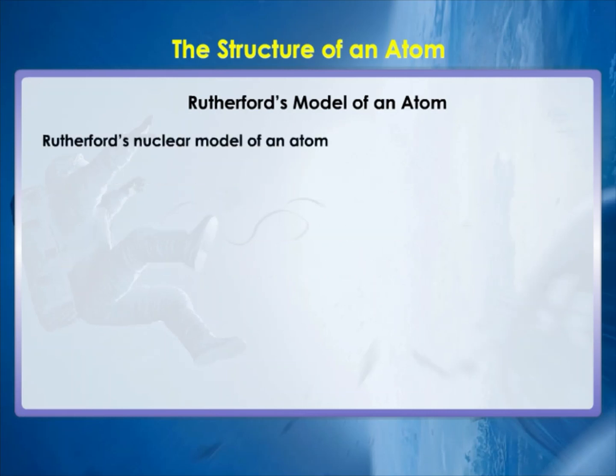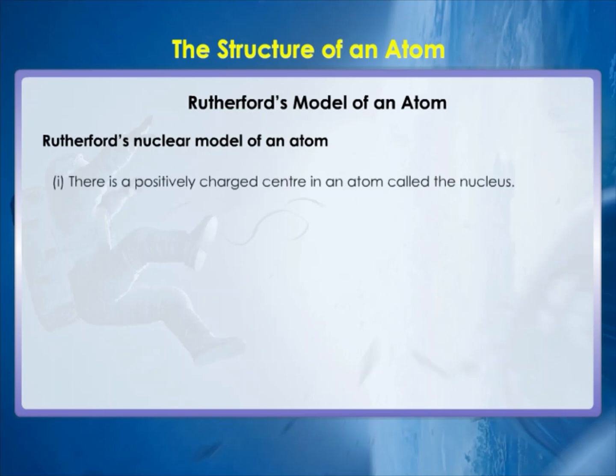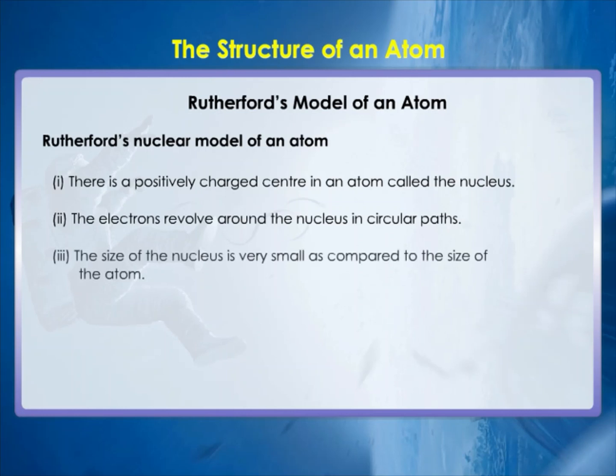On the basis of his experiment, Rutherford put forward the nuclear model of an atom. There is a positively charged center in an atom called the nucleus. Nearly all the mass of an atom resides in the nucleus. The electrons revolve around the nucleus in circular paths. The size of the nucleus is very small as compared to the size of the atom.